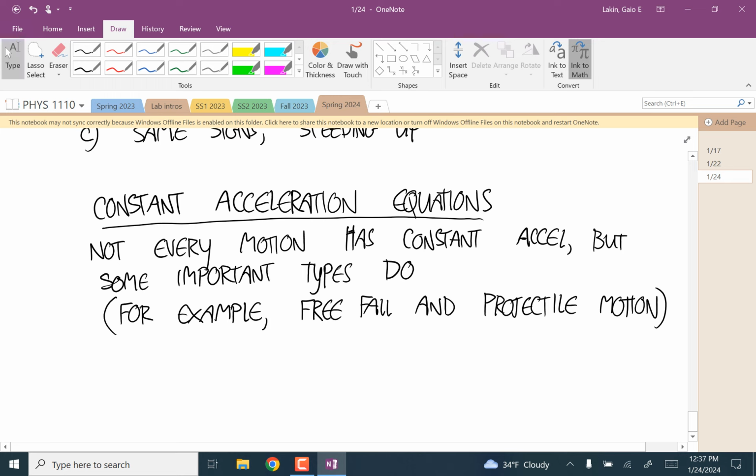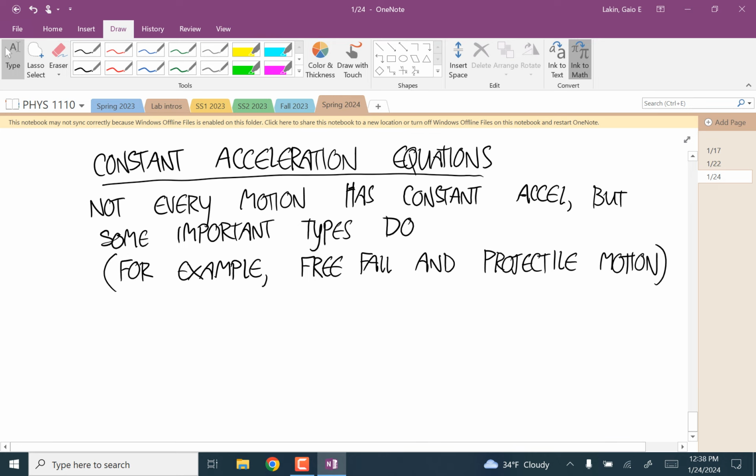So let me first introduce these three constant acceleration equations. Then I'll talk about the general steps for using them. And then we'll just spend a little time, maybe today or maybe not till Monday. We'll see how far we get. But just doing some problems and seeing how these fit together.